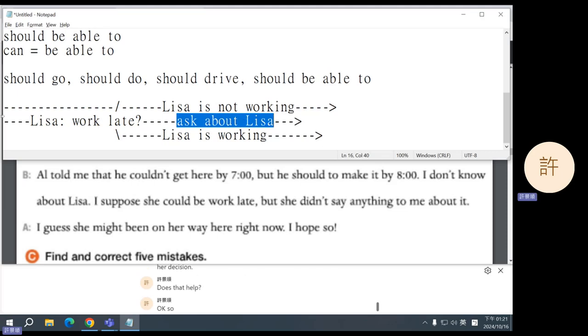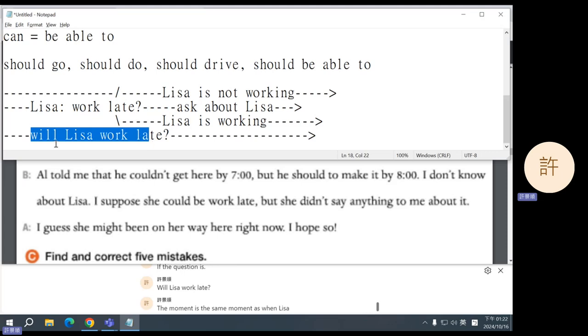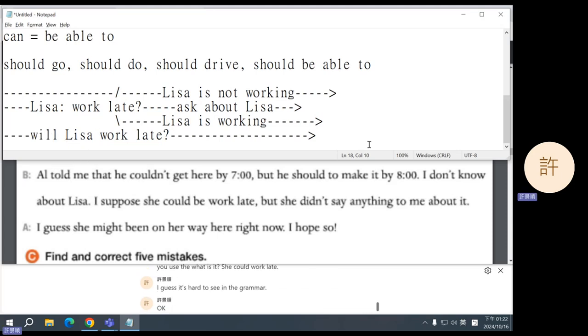Okay, so you can think about if the question is, will Lisa work late? The moment is the same moment as when Lisa decides. So like if you use, what is it, she could work late. Eh, I guess it's hard to see in the grammar. Okay, let me try to give you another example.